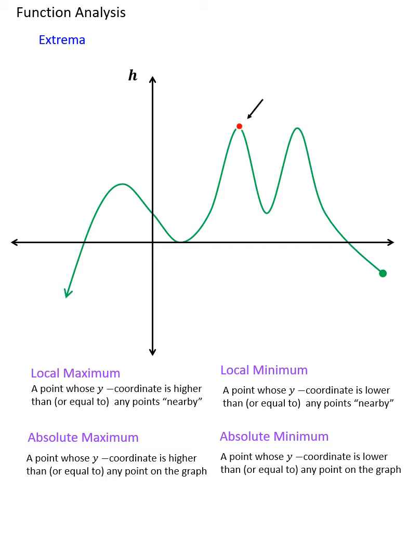Before we move on, it's worth noting that this point right here is both a local maximum and an absolute maximum. It's a local maximum because it is higher than any nearby point, and it's an absolute maximum because it is higher, or at least tied with, any other point on the entire graph, not just the points nearby. By the same logic, this point here is also a local maximum and an absolute maximum.